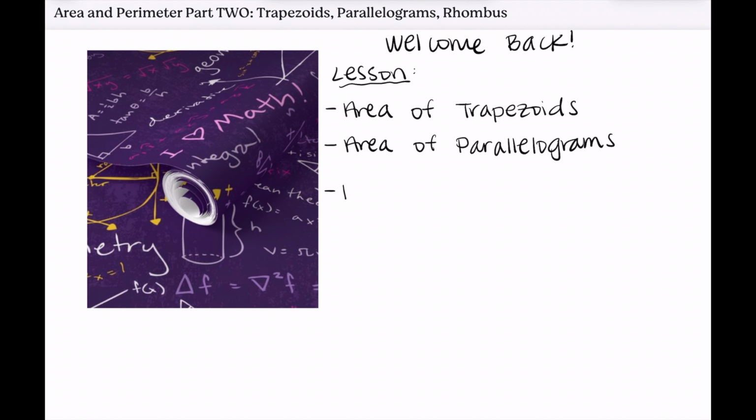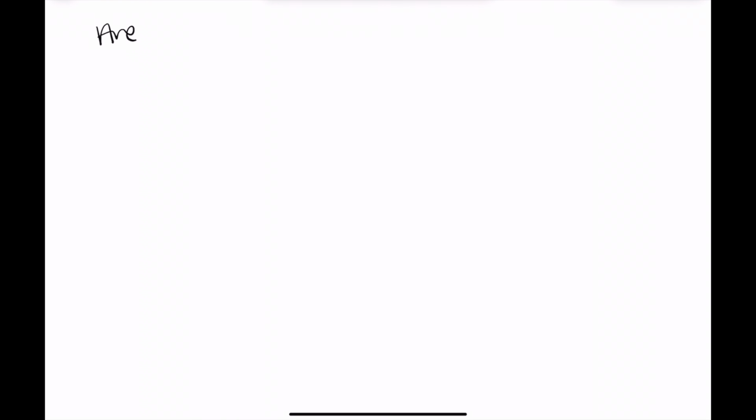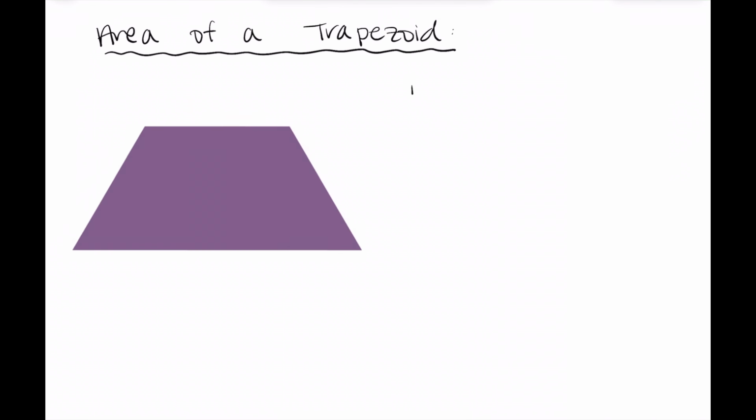In today's lesson, we're going to go over the area and perimeter of trapezoids, parallelograms, and rhombuses. So first off, we'll go through area of a trapezoid, area of a parallelogram, area of a rhombus, and then we'll go through some practice questions. So to start off, let's go through the formula of area of a trapezoid. Remember, perimeter is just the distance around a shape. So for all of our formulas, we'll be focusing on area, since those formulas are going to look a little bit different. So for area of a trapezoid, our formula is as follows.